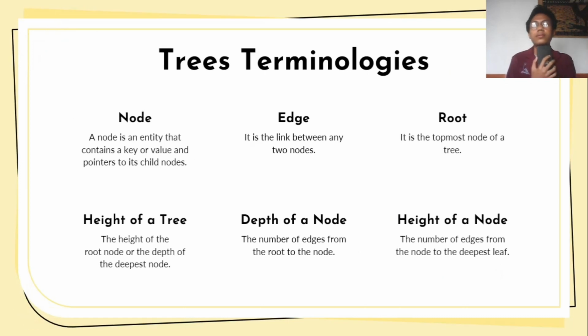So, the tree terminologies. First, there is a node. A node is an entity that contains a key or value and pointers to its child nodes. And there's edge. It is the link between any two nodes. And the root, it is the topmost node of a tree. And height of a tree, the height of the root node or the depth of the deepest node. Depth of a node, the number of edges from the root to the node. Height of a node, the number of edges from the node to the deepest leaf.